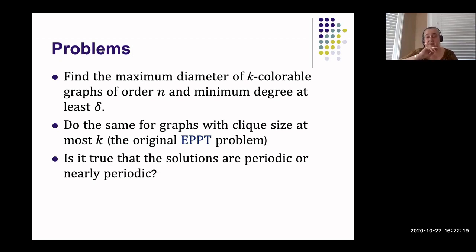And one thing that we were wondering about: the examples that we found that got near the conjecture bound are all periodic. Is it true that if something gets near enough to the bound, whatever near enough you want to define, you will get something that's periodic or very close to being periodic? And that's all I wanted to say.